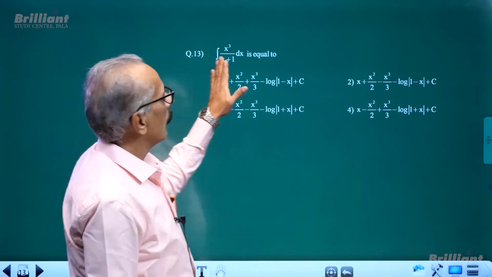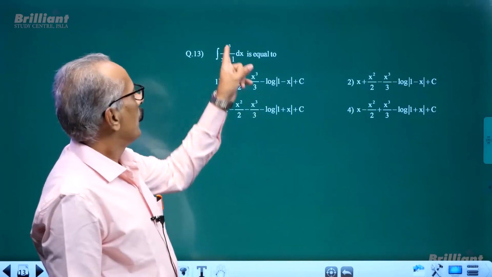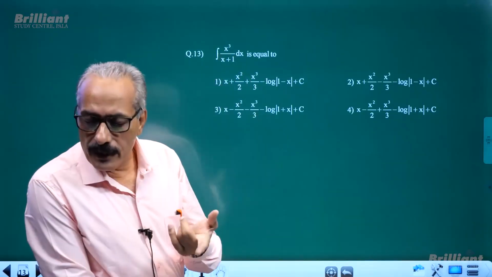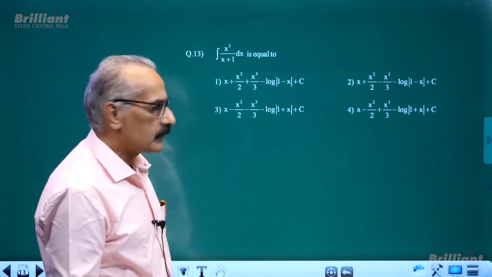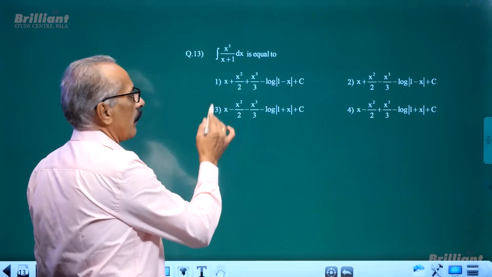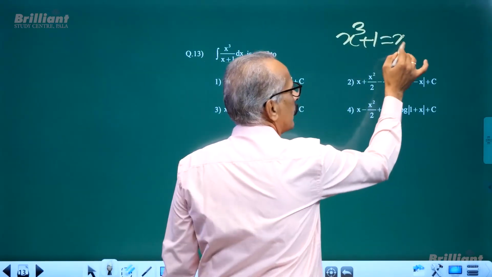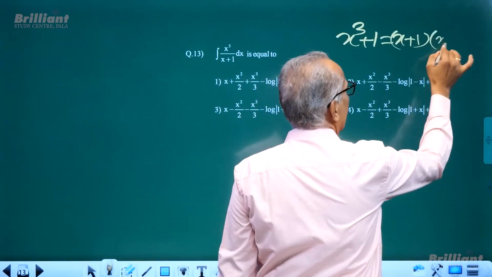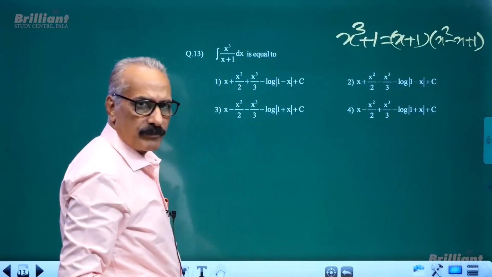This is the integral of x cube divided by x plus 1. You know how to do this? The degree of the numerator is more than the degree of the denominator. Only one method, divide. Rational function. So this division I can write very easily. You know x cube plus 1, what is it? x plus 1 into x square minus x plus 1. If you know this, you can easily solve the question.